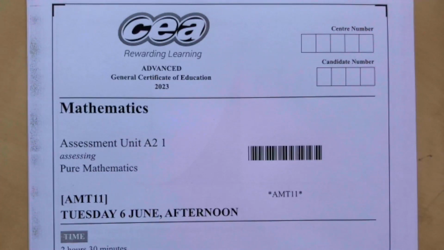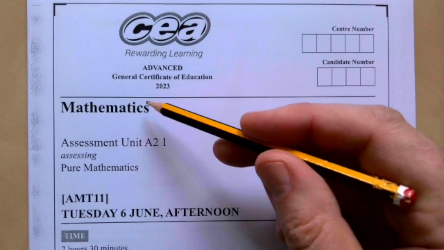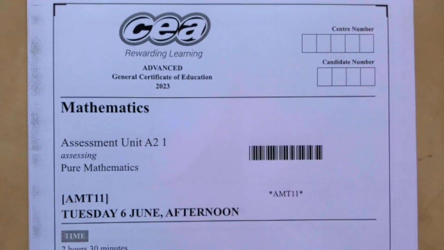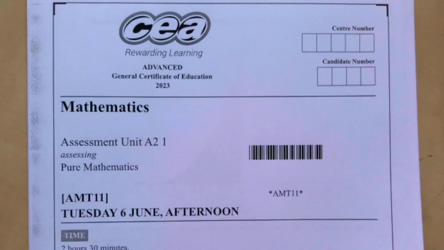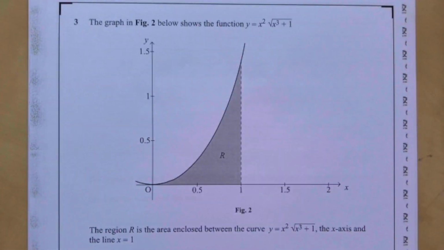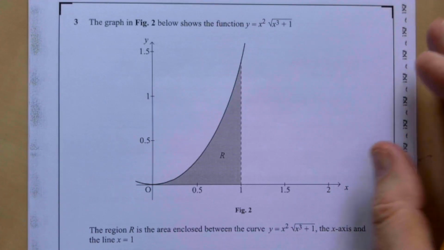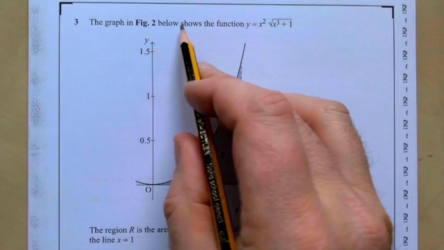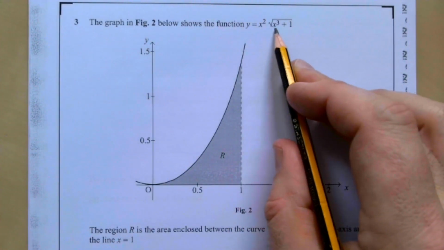This is a CCEA A2 Pure paper. This one's from June 2023, and we're taking a look here at question number 3. There's two different parts to this. The first part is going to be the trapezium rule, and the next part then a bit of rotations for integration. So question 3, the graph shows the function y equals x squared upon the square root of x cubed plus 1. Here's my graph here.